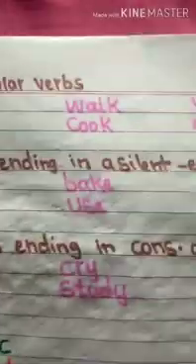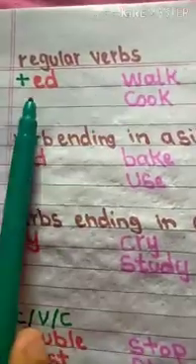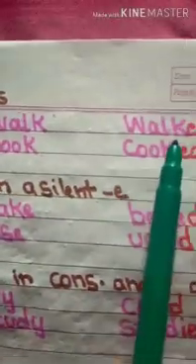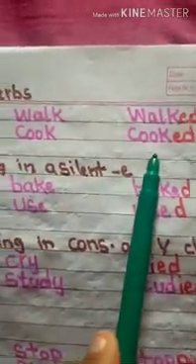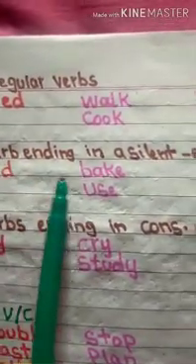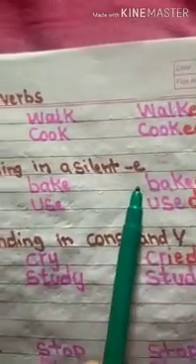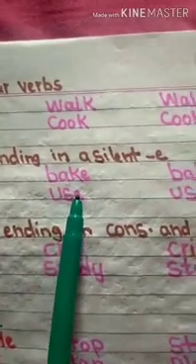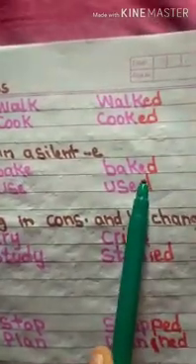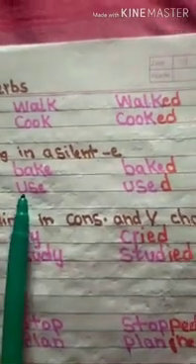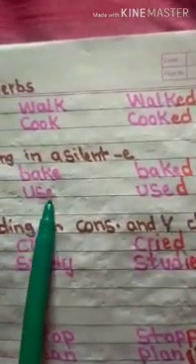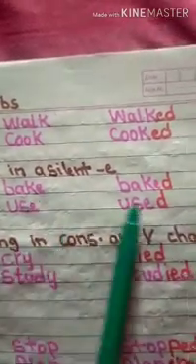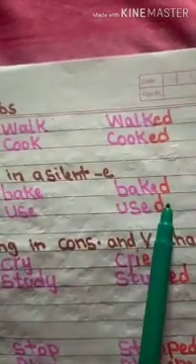Now see some regular verbs in which we add ed. What are they? Walk, walked. Cook, cooked. And for verbs ending in a silent e, in that case we will add only d. Bake, baked. Use, used. Because e is already there, in that case we will add only d.